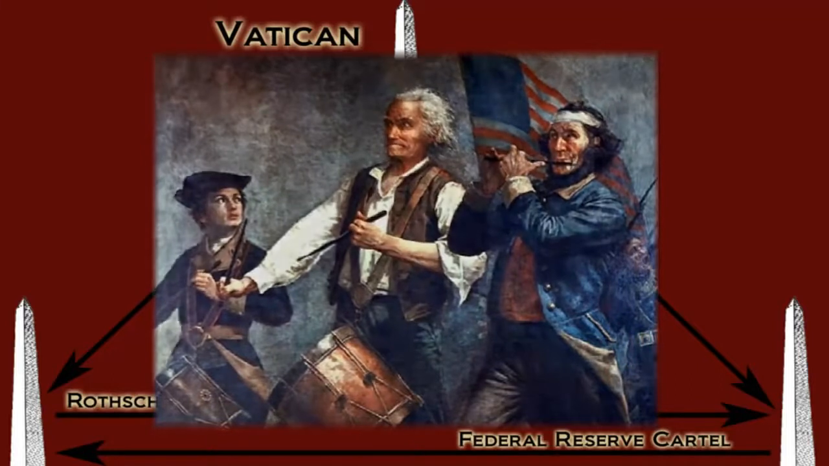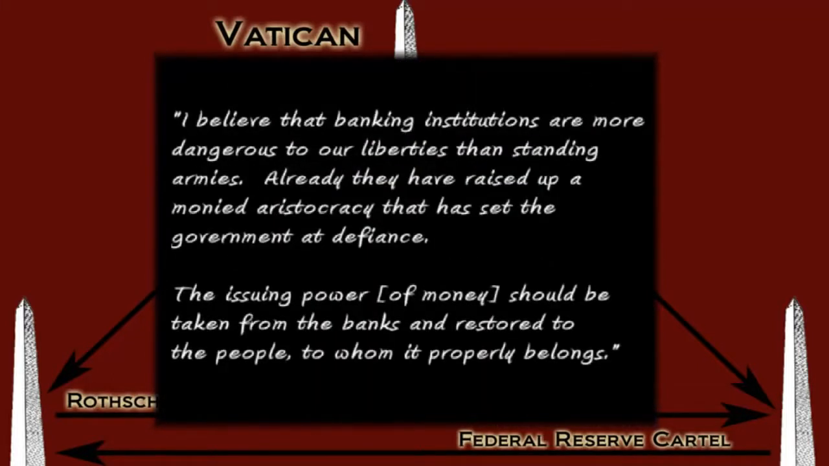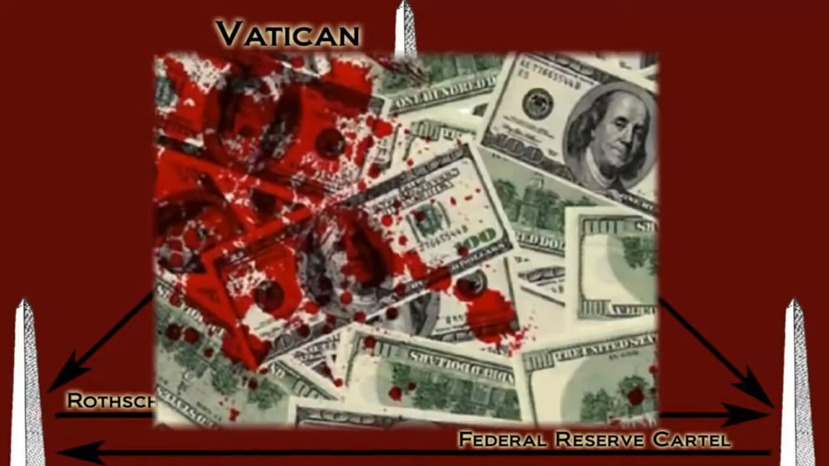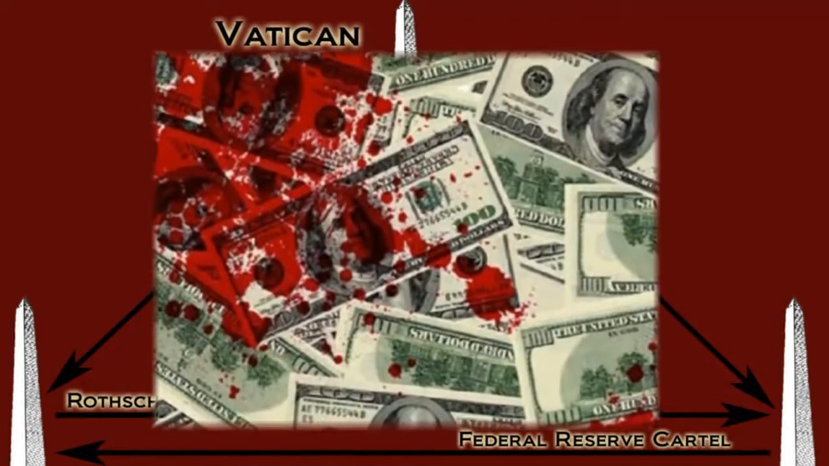I believe the banking institutions are more dangerous to our liberties than standing armies. Already they have raised up a moneyed aristocracy that has set the government at defiance. The issuing power should be taken away from the banks and restored to the people to whom it properly belongs. Thomas Jefferson.